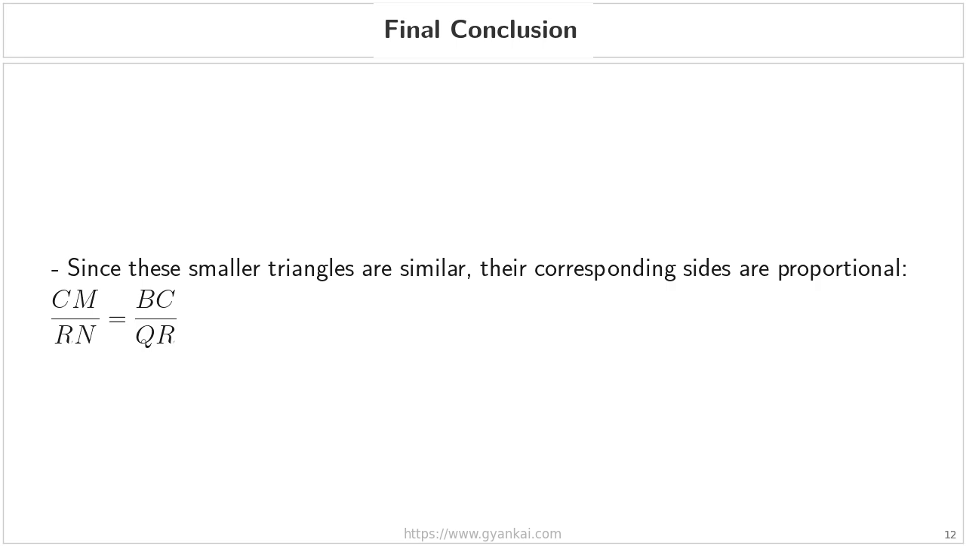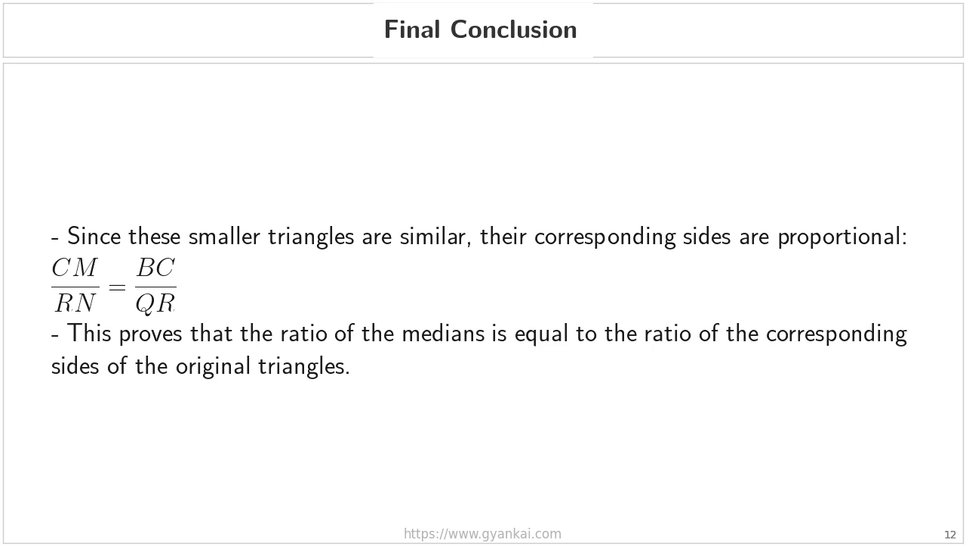Now, let's bring everything together to reach our final conclusion. Since we have just successfully proven that the smaller triangles, triangle CMB and triangle RNQ, are similar using the SAS criterion, we can apply the fundamental property of similar triangles. Their corresponding sides must be in proportion. This means that the ratio of the side CM to the side RN is exactly equal to the ratio of side BC to side QR.